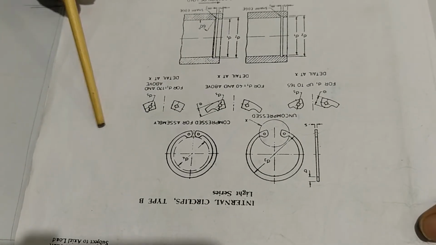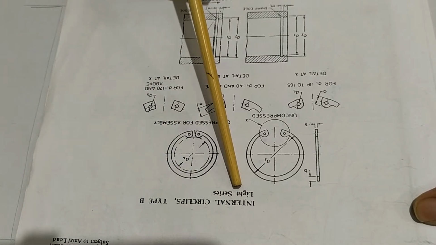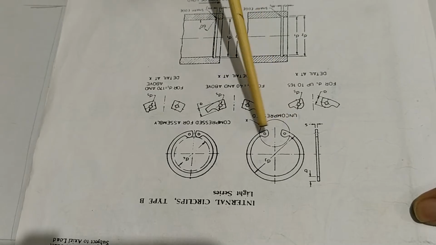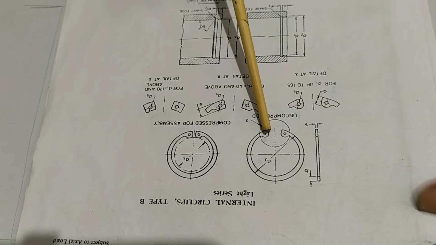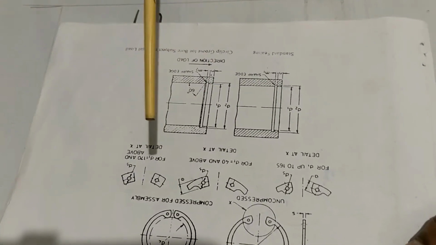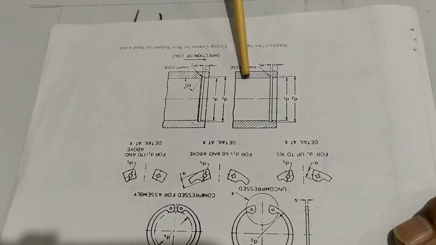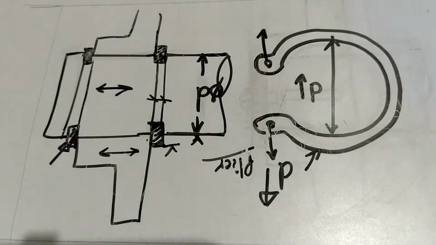Now something similar to the external circlip, there is the internal circlip. Internal circlips are different. They look like this, and they have similar extensions here, and they also have holes here. Now what does this kind of circlip do? Look here where it is assembled. As you can see here, this is a hole. In this hole, you are going to fit the circlip inside. If I explain from here, it will come like this.